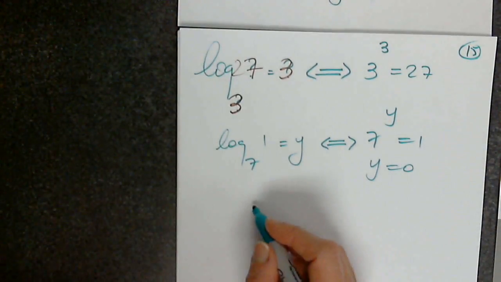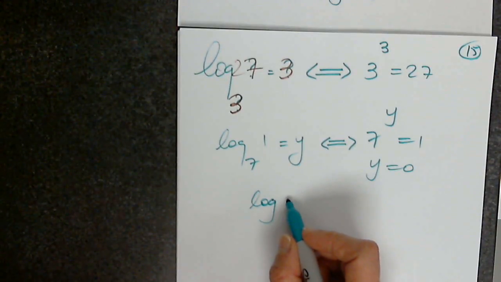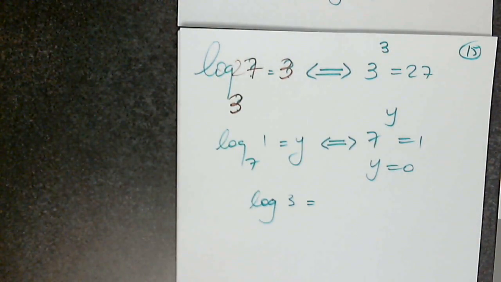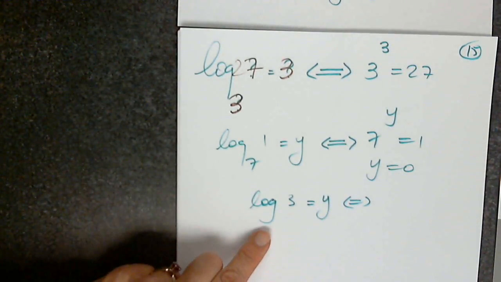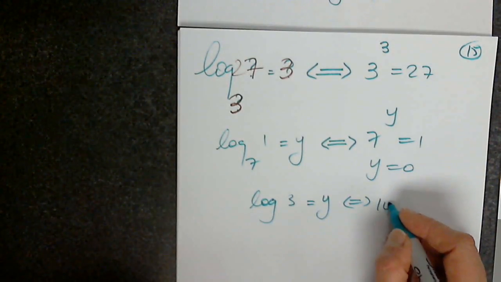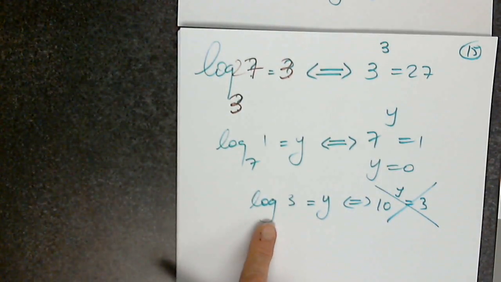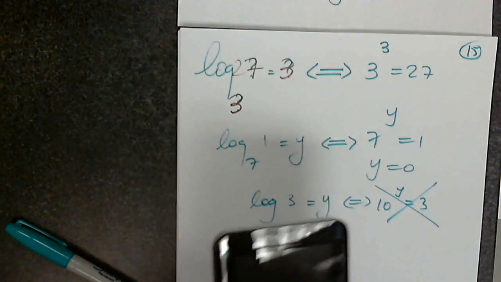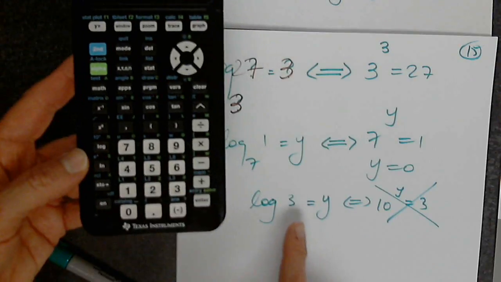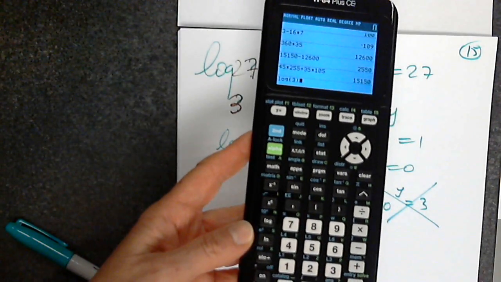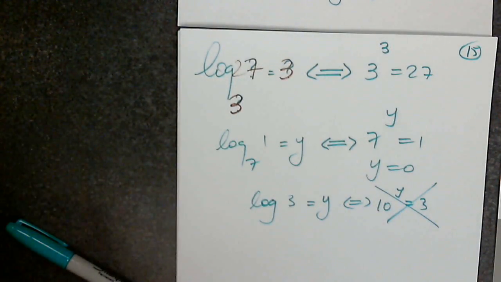What if I'm asked to find log of 3? Even if I write it in this case, what is the base here? I don't see a base. 10. 10 to y equals 3. I don't know how to solve this. But this is a log that I have in the calculator. So I will put it in right here, log. Here's my log of 3. Close the parenthesis, and I press enter. So I got 0.477.